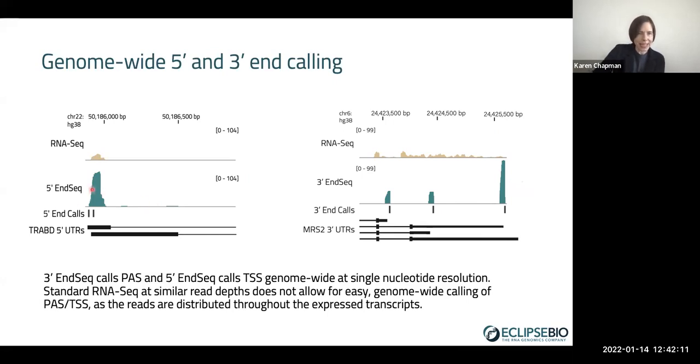And this is an example of a little bit more subtle data here. The bioinformatics algorithm, again, is calling those peaks here and giving those single nucleotide resolution calls. And you can see we see both of these annotated transcript isoforms here for the 5' End-Seq.